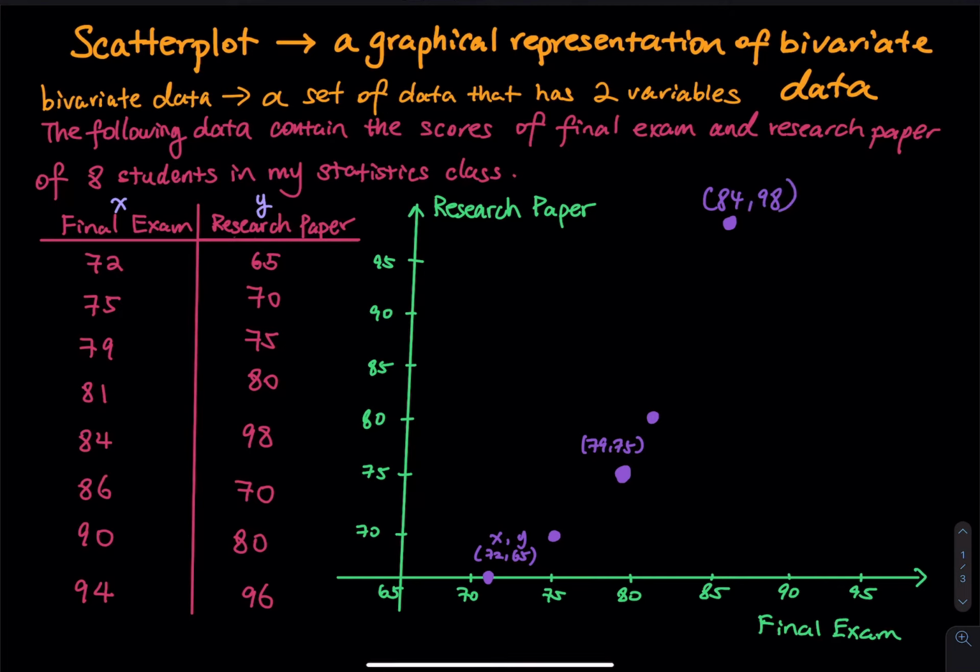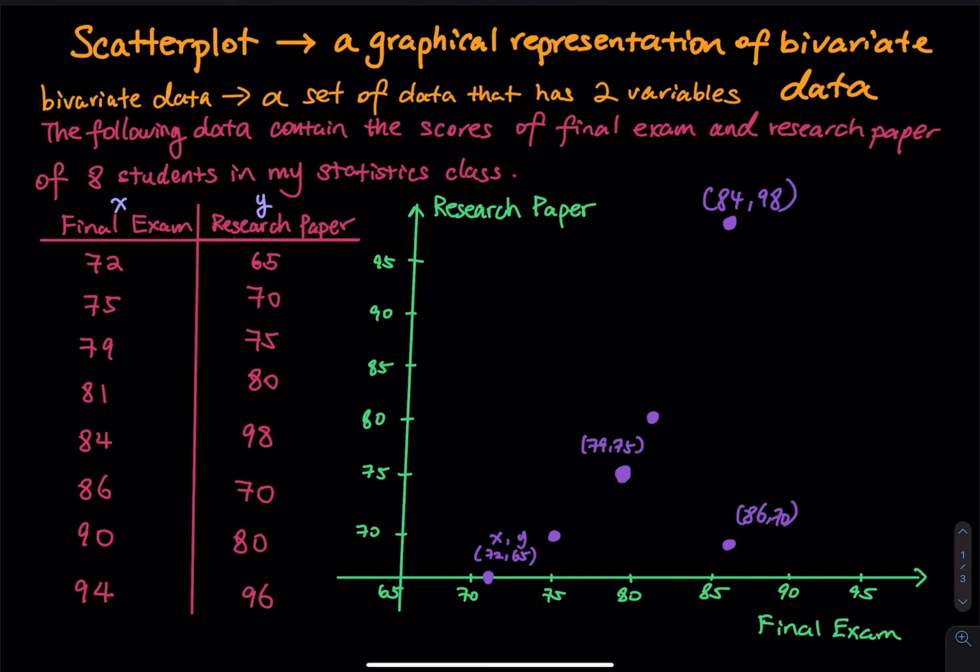And then the next person, 86 points on the final, and then 70 on the paper. So that will be 86 and then 70. So 86 is around right here. So look at my yellow dot. 86 is around right here, and then 70 points on the paper is right here. So let me go ahead and draw that dot for you. So that is right here. This is 86, comma 70.